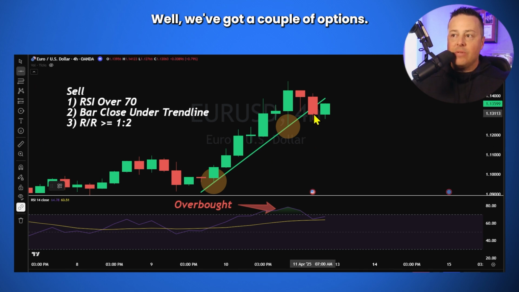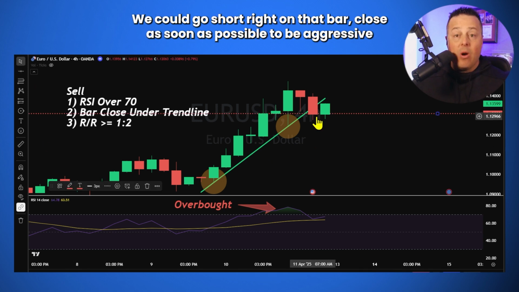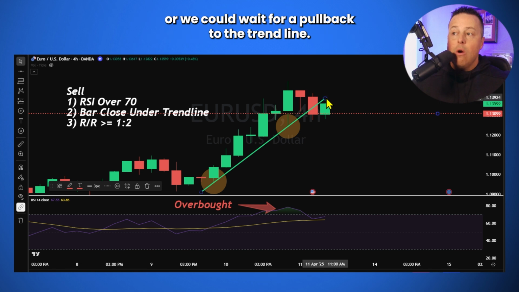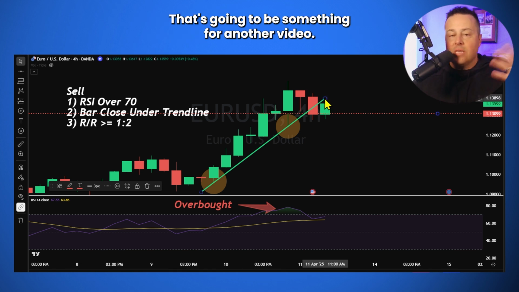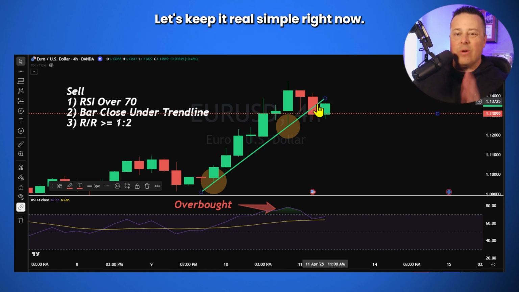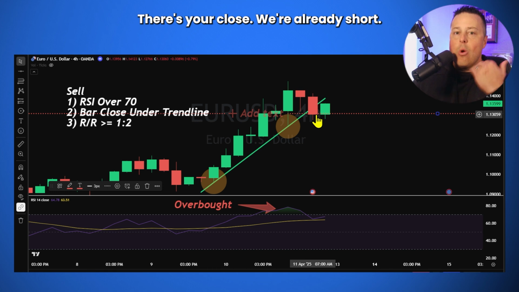Well, we've got a couple of options. We could go short right on that bar close as soon as possible to be aggressive, or we could wait for a pullback to the trend line. That's going to be something for another video. Let's keep it real simple right now. There's your close. We're already short.